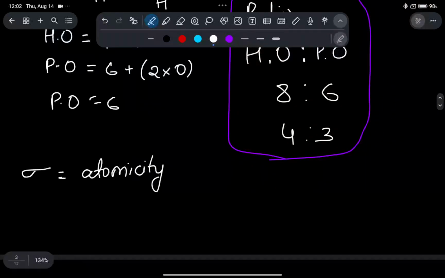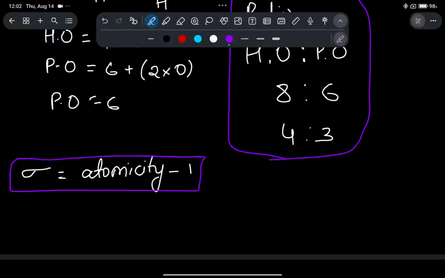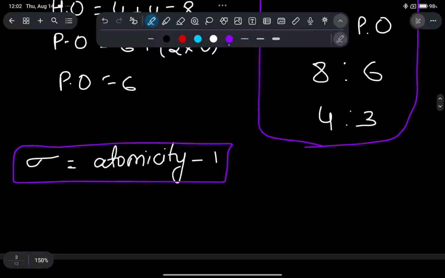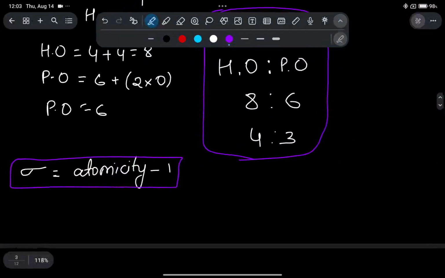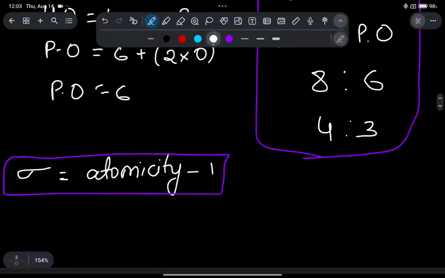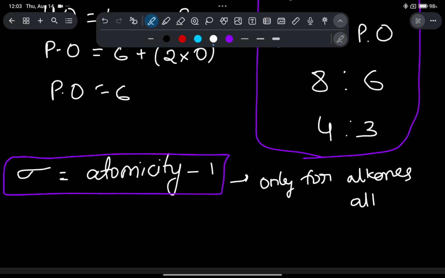So atomicity minus 1 is the formula for sigma bonds. It is only for straight chains. If you see a circular chain like benzene, cyclic benzene, you will not find it. It is only for alkanes, alkenes, alkynes.